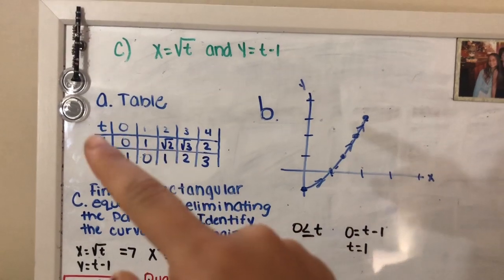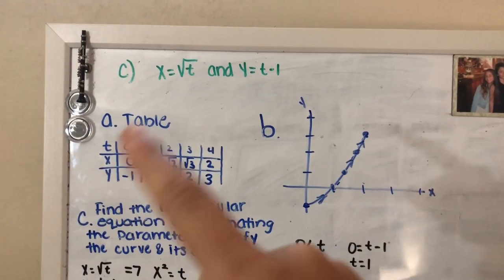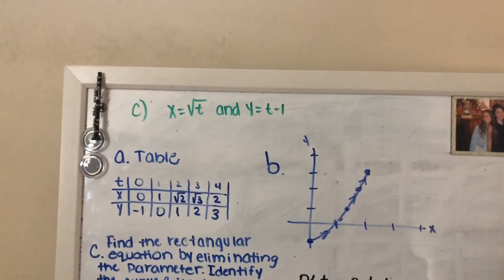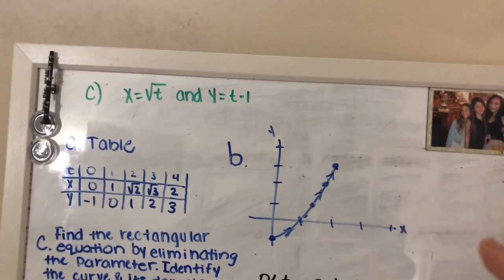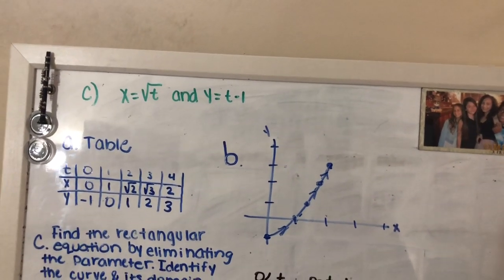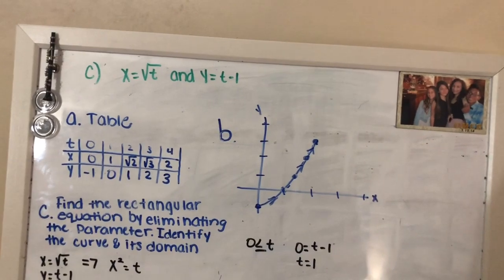So I plugged in when t equals 0, x equals 0. When t equals 1, x equals square root of 1, so x equals 1. I did that, and then the same thing for y. When t equals 0, that's 0 minus 1, so y would equal negative 1. I kept going with that until I got all my values on the table.